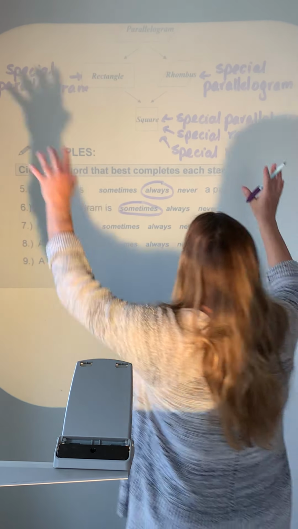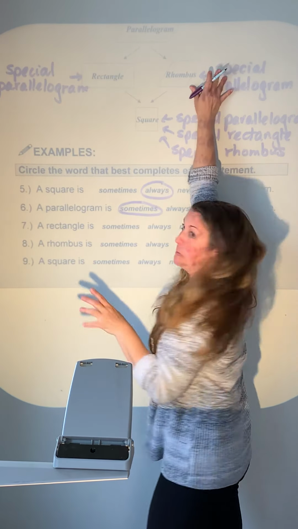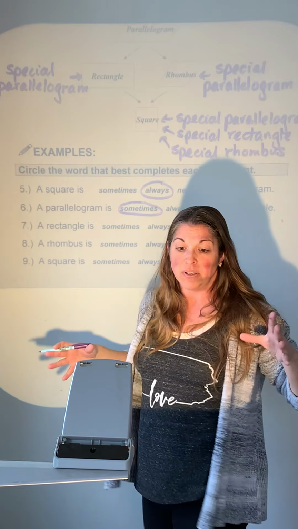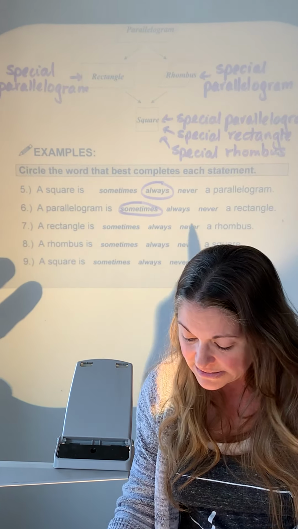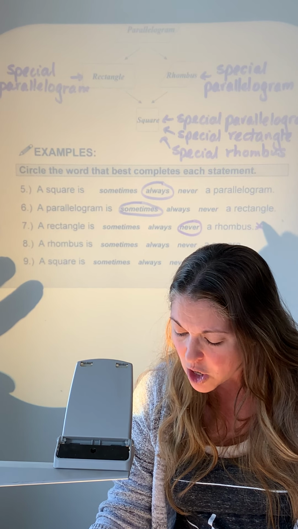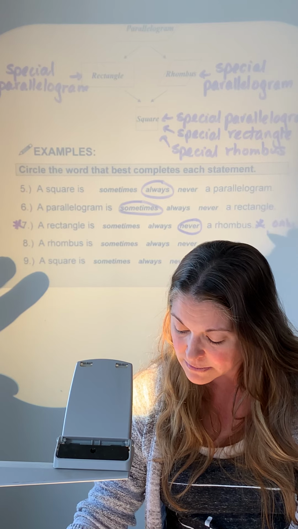Notice, guys, nowhere on these sides did I say special rhombus, special rectangle. No, they're never called each other's names, okay? This is your never one, and it's pretty much the only never one you'll have, okay? Only never.